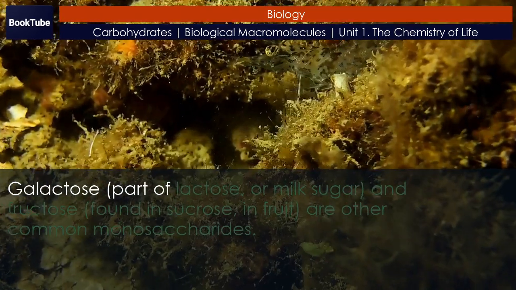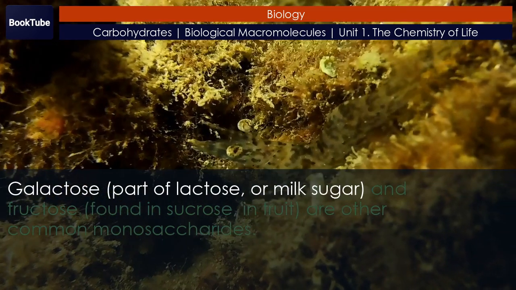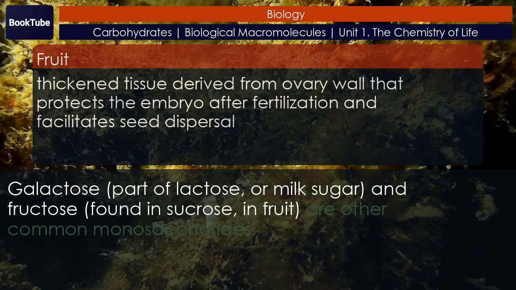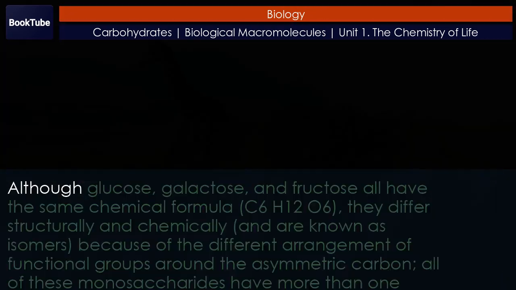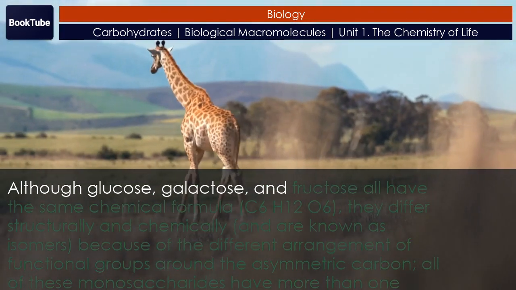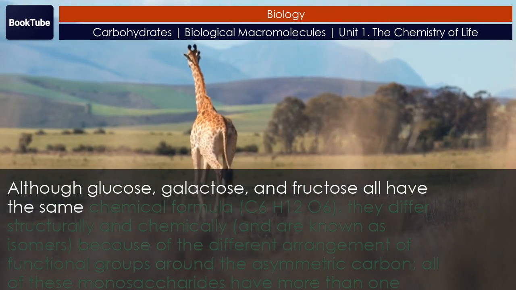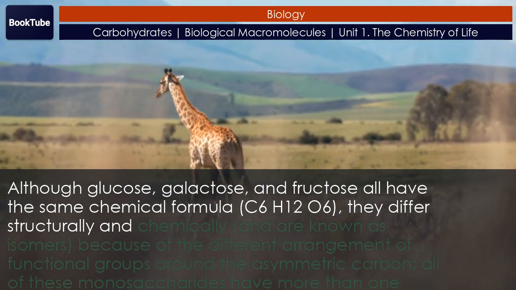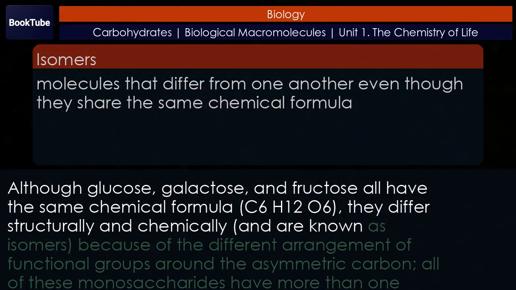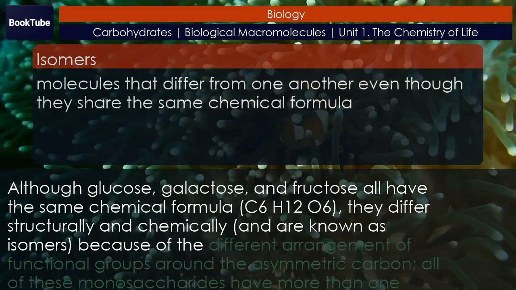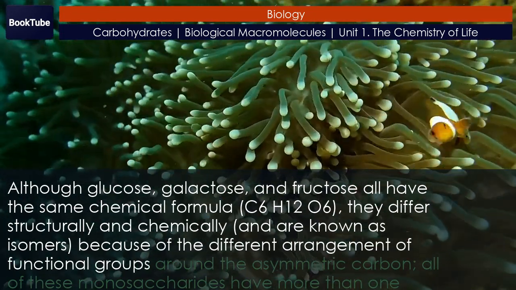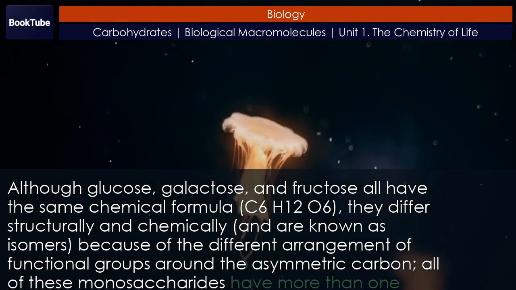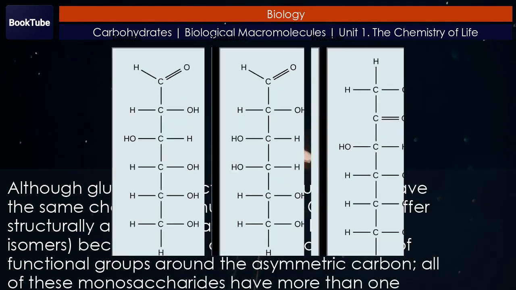Galactose, part of lactose, or milk sugar, and fructose, found in sucrose, in fruit, are other common monosaccharides. Although glucose, galactose, and fructose all have the same chemical formula, C6H12O6, they differ structurally and chemically, and are known as isomers, because of the different arrangement of functional groups around the asymmetric carbon. All of these monosaccharides have more than one asymmetric carbon.